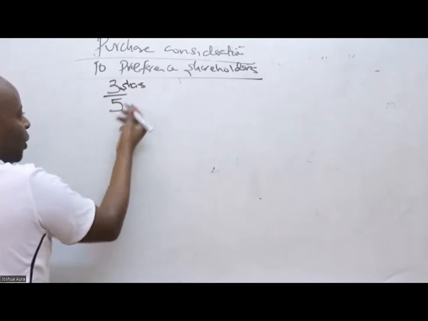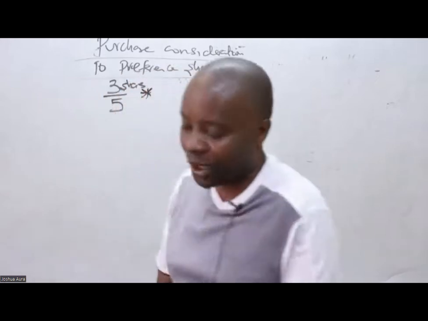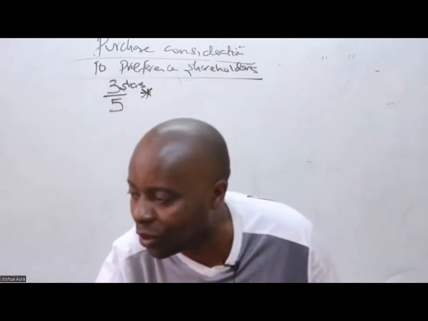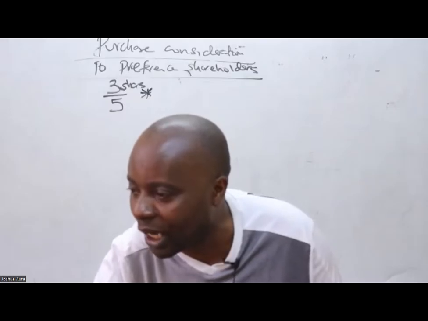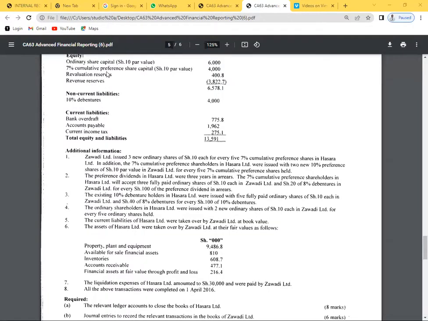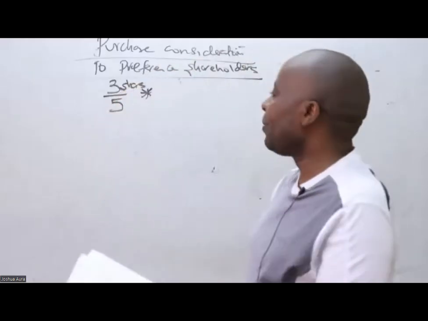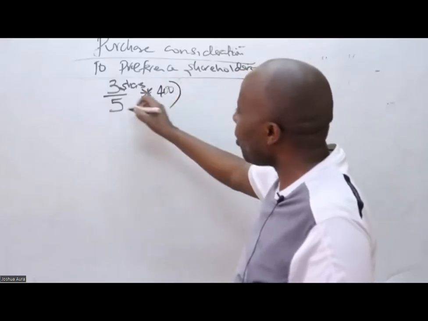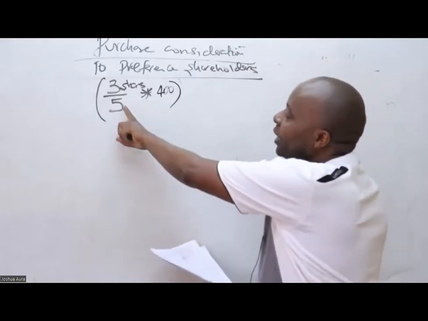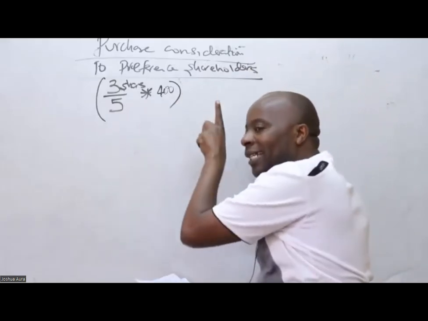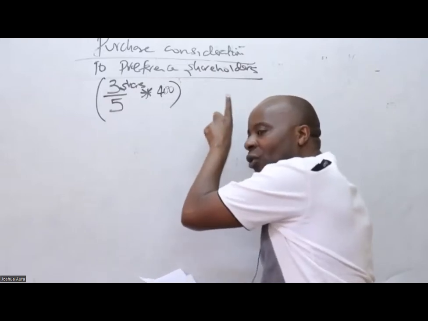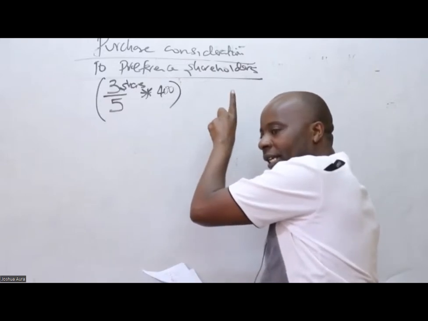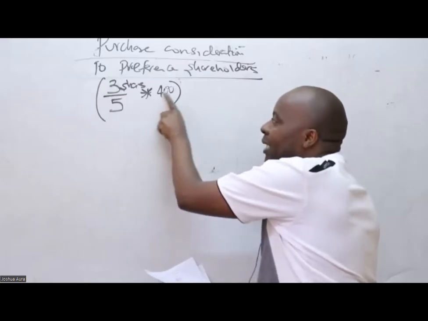So how many preference shares do these guys have? Preference shares, you can see it's 4,000 divided by the 10 that I told you. So it's 4,000 divided by 10, which gives me 400. Please remember it is shares, so it has to be in terms of shares, not amount, 400. So in short, you shall have gotten the number of ordinary shares that Zawadi is issuing to these guys to relinquish their stake in Hasara Limited. So these are number of shares issued by Zawadi.